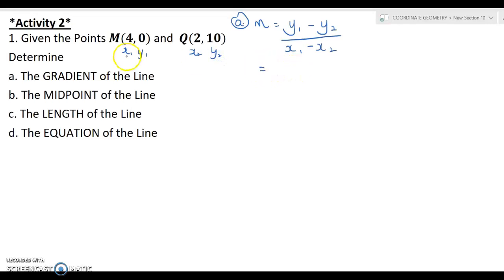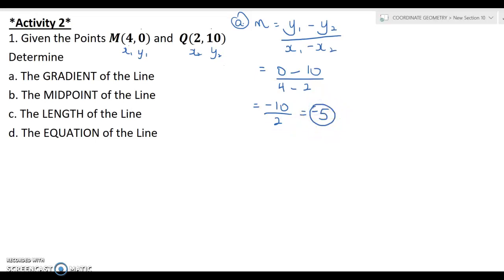So our y1 value is 0, take away our y2 value, which is 10. So 0 take away 10 on the top. And then in the bottom we have x1 take away x2. So x1 is 4, take away 2. And then you just simplify there. 0 take away 10 is minus 10, and then 4 take away 2 at the bottom is 2. Negative 10 divided by 2. The answer for the gradient is negative 5.